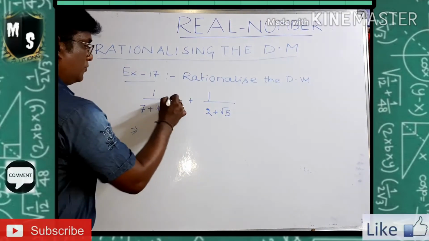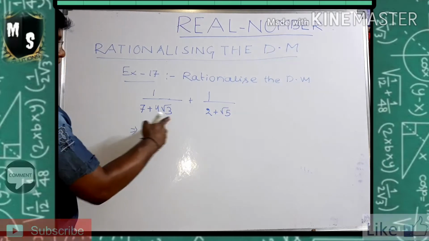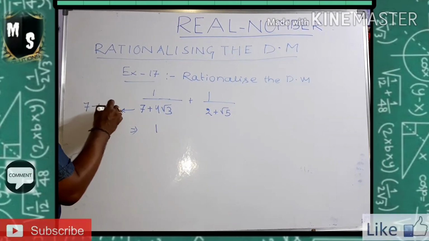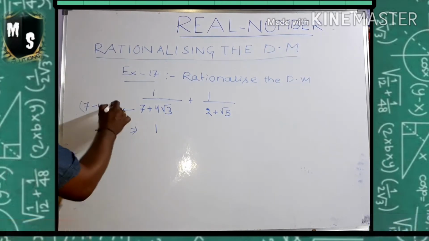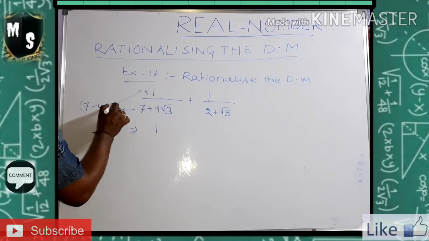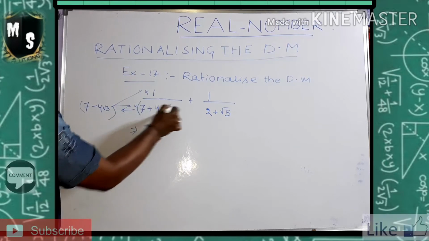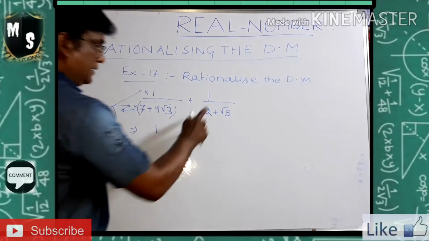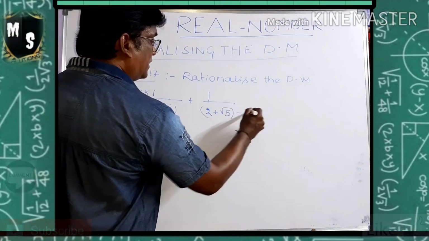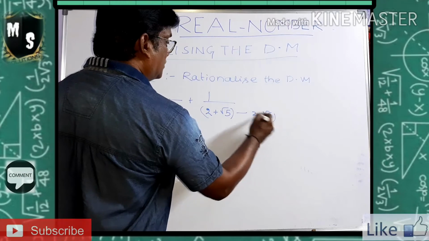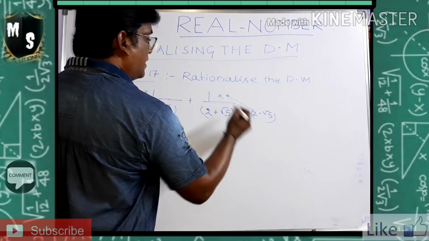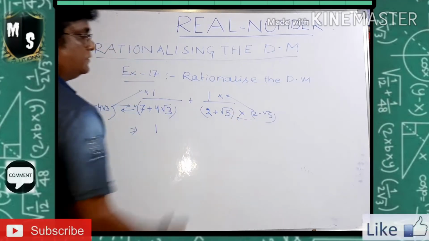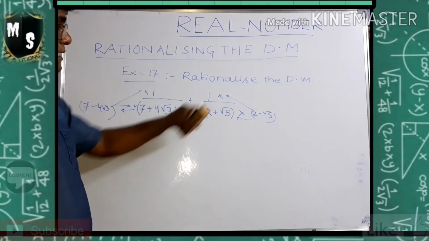So what you have to do, first of all, you see what is the opposite of this? The opposite of this is 7 minus 4 root 3. Clear? So this is going to be multiplied up and down. Similarly here also, you see what is the opposite? 2 minus root 5. So this also is going to be multiplied up and down. Clear? After that, this will be rationalized and this will be rationalized.